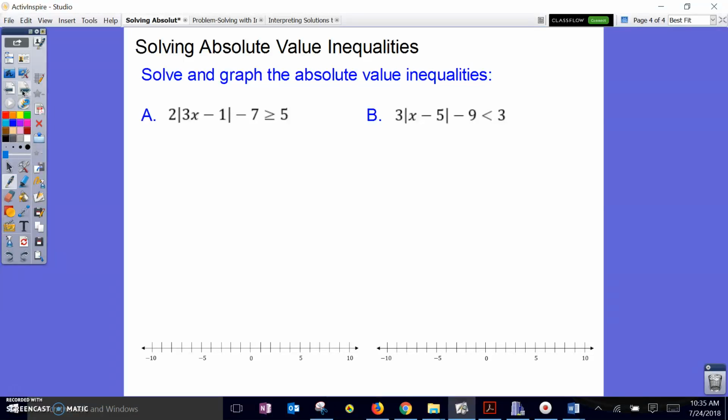Oh, a couple more. Now, if you remember when we were solving absolute value equations, we had to get the absolute value signs by themselves before we split it into two linear equations. We're going to do the same with inequalities. Here we've got some absolute values involved in inequalities, but the absolute values aren't by themselves, and so we need to get them by themselves first before we split them into the two inequalities. So I'm going to add 7 to both sides and divide both sides by 2. And then I'm going to split this into two inequalities.